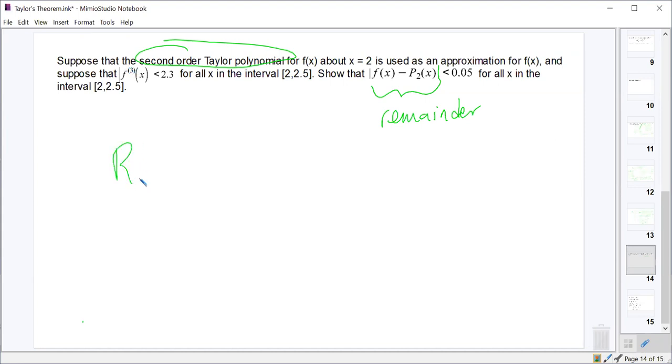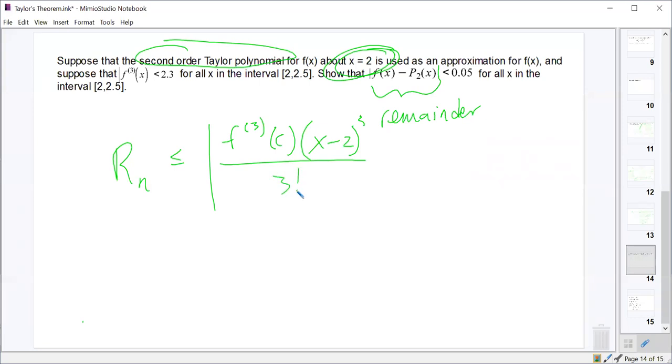So our remainder ought to be less than or equal to the absolute value of the third derivative at some value c times x minus a. What is our x minus a going to look like? What is our a value? 2, right? Our a value is 2, because that's what we're centered around. So this should be x minus 2 to the n plus 1. We know that's the third, right? Over 3 factorial. Everybody good with that?